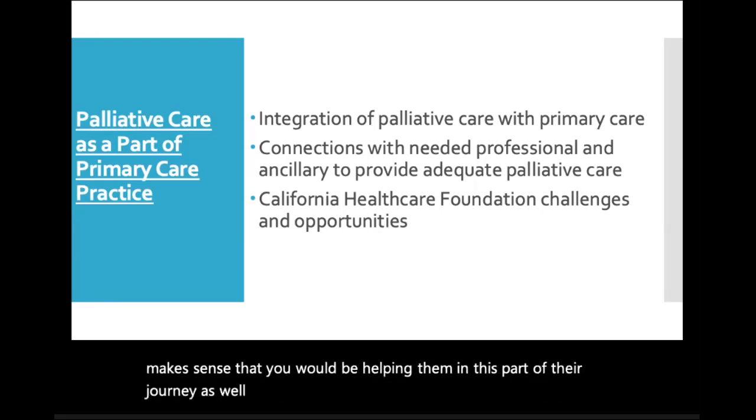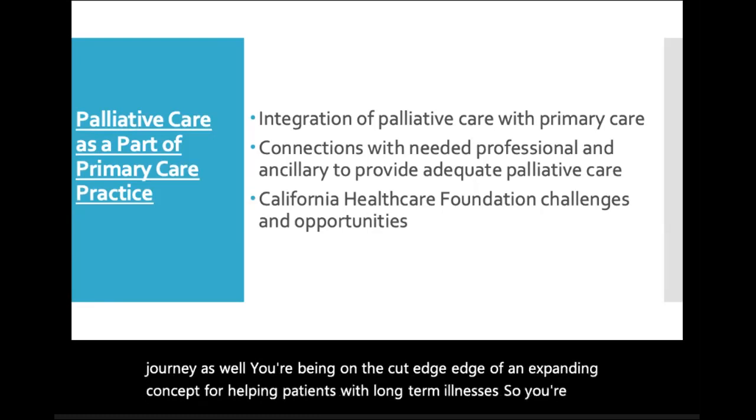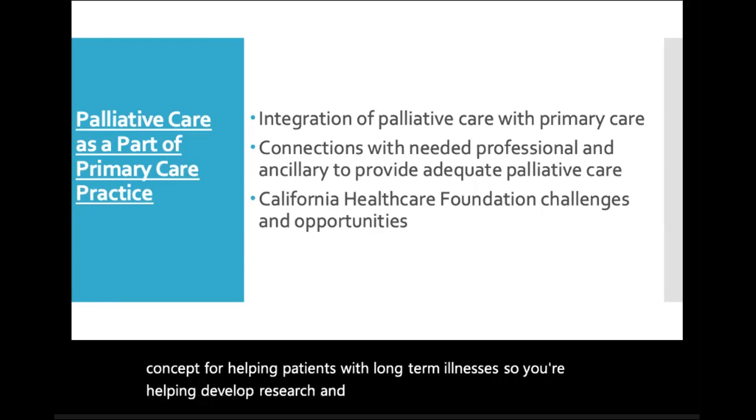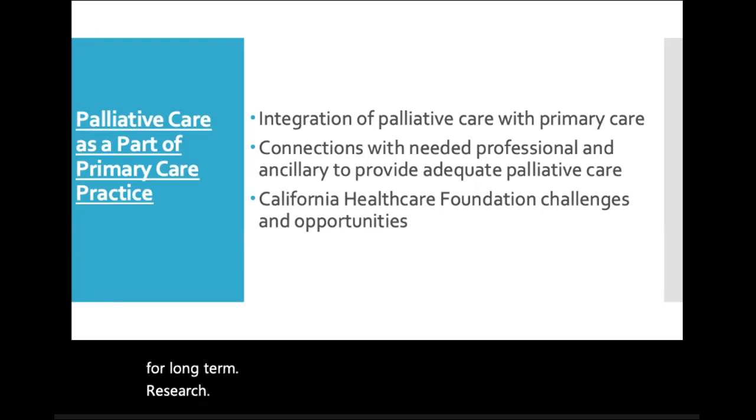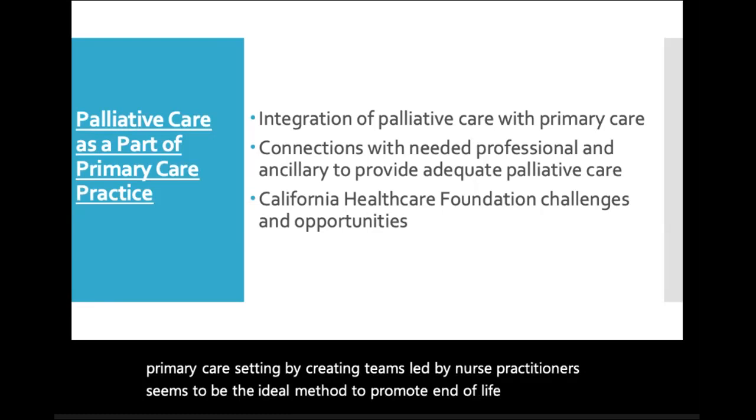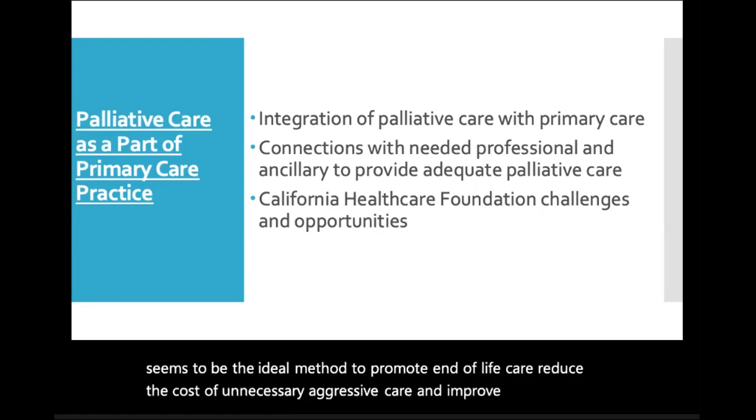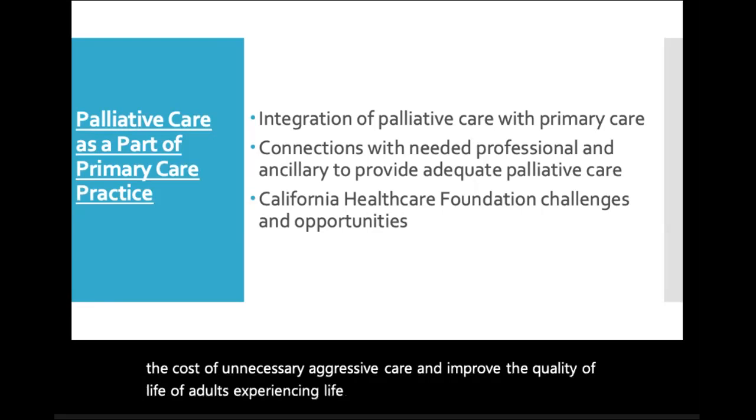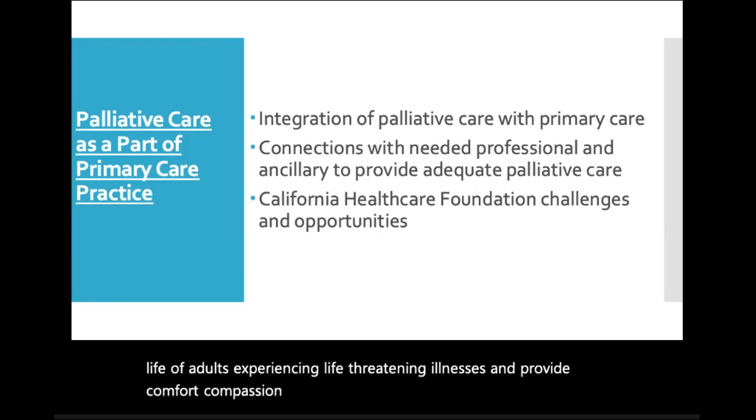You're being on the cutting edge of an expanding concept for helping patients with long-term illnesses. You're helping develop research and gathering information for long-term research. Keep in mind the need for palliative care will continue to grow as the US population ages, right? Providing palliative care in the primary care setting by creating teams led by nurse practitioners seems to be the ideal method to promote end-of-life care, reduce the cost of unnecessary aggressive care, and improve the quality of life of adults experiencing life-threatening illnesses, and provide comfort and compassion for patients and their families, guys.